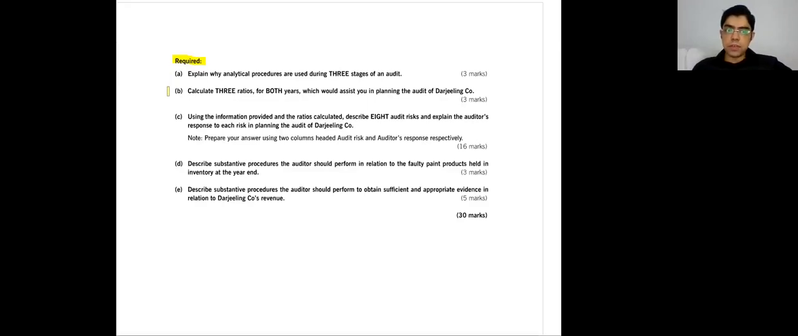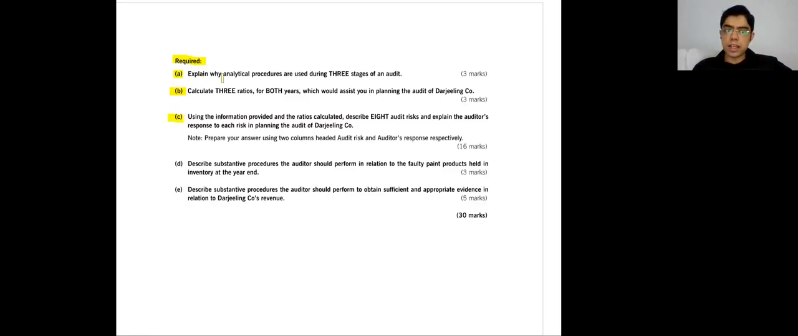For the time being, we would just be focusing on requirement B, requirement C, and part of requirement A. Part of requirement A, not the full requirement. So let's start off with the first requirement. We will not be focusing on requirements D and E. You would see describe substantive procedures. You haven't heard of substantive procedures to date, so we're just focusing on the first three requirements.